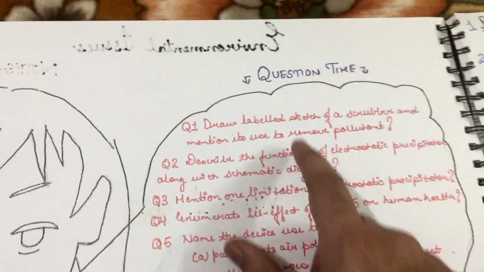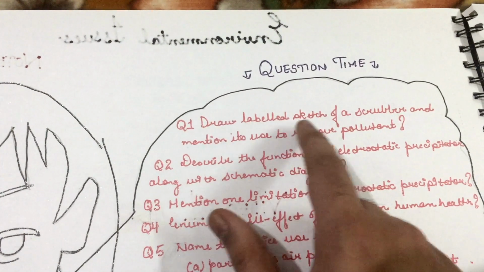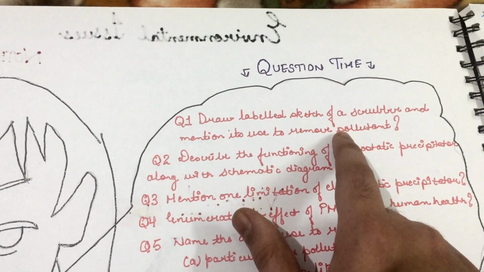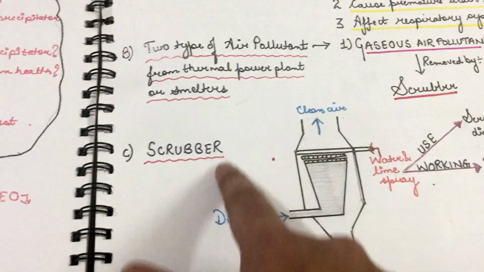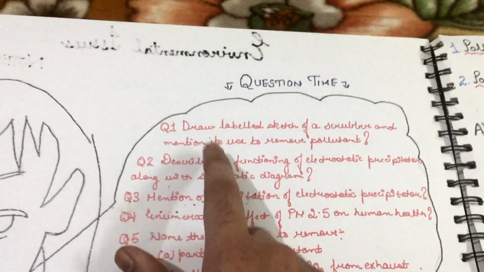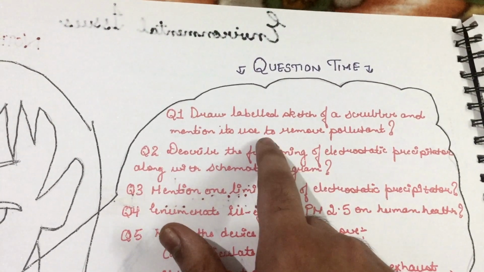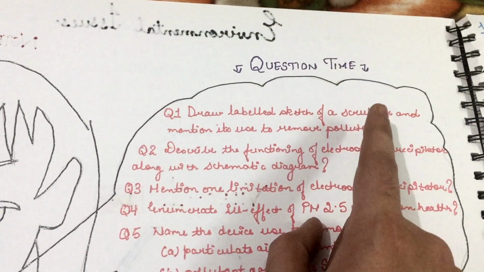Now let us look at the question time. Draw a labeled sketch of a scrubber and mention its use to remove pollutants. Here you have to make the diagram of the scrubber and then mention its use to remove pollutants. It is used to remove gaseous air pollutants.